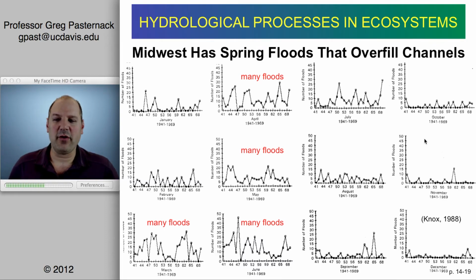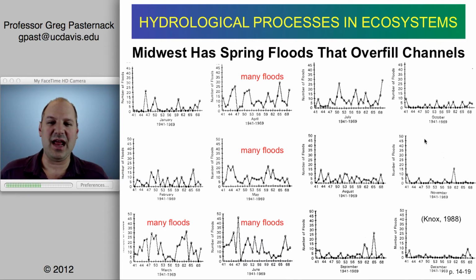When we look at channel overspilling events, the one that really sticks out from my mind is the 1993 flood in the Mississippi River Valley that I was just showing you. And what this shows, just to put it into context, is an analysis of the flood history of the Midwest from 1941 to 1969. And you can see that each one of these plots is a different month, so January, February, March, and so on.